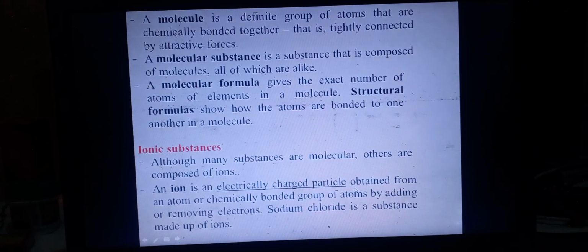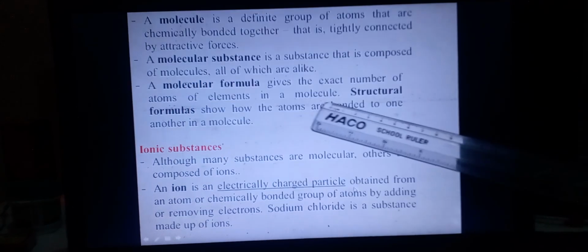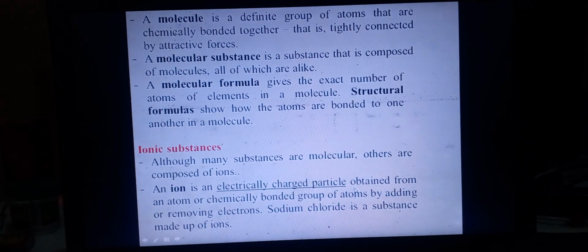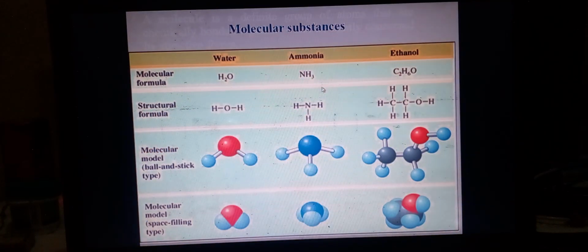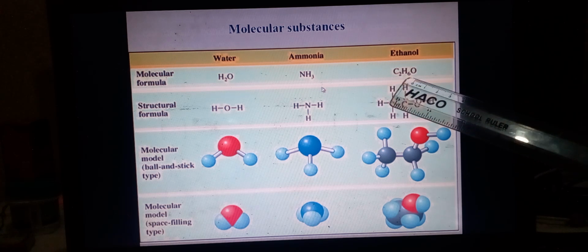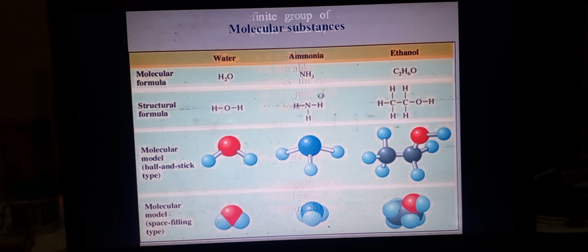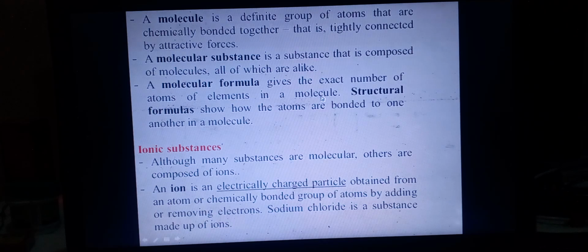Like in sugar, when you look at sugar crystals, sugar falls under molecular substance. So it's normally made up of sugar crystals, and those sugar crystals are actually in the form of molecules. Then a molecular formula gives the exact number of atoms of elements in a molecule. So like in ethanol, ethanol is a molecule. It has 2 carbons combined with 6 atoms of hydrogen and 1 atom of oxygen to form a molecule of ethanol. So that means a molecular formula gives the exact number of atoms of elements in a given molecule.